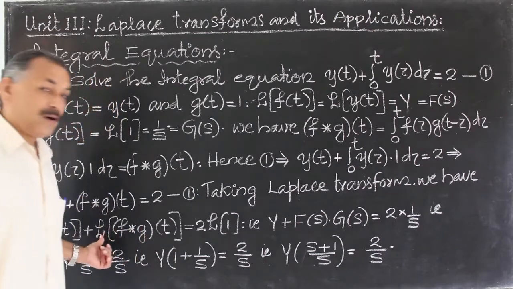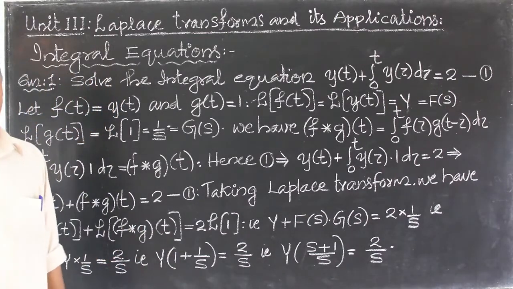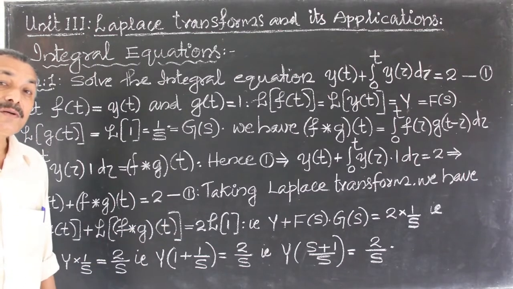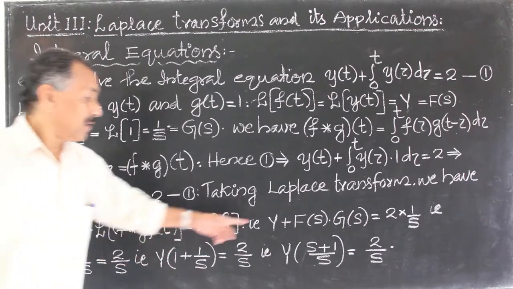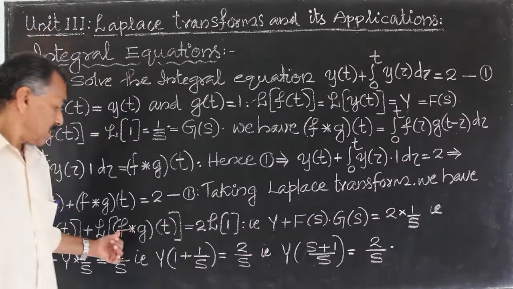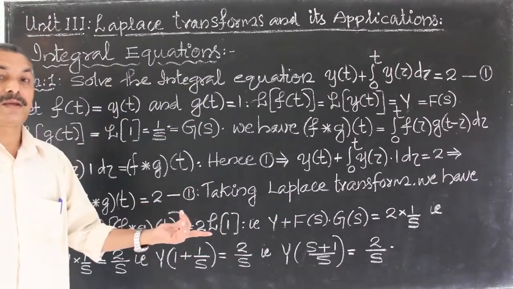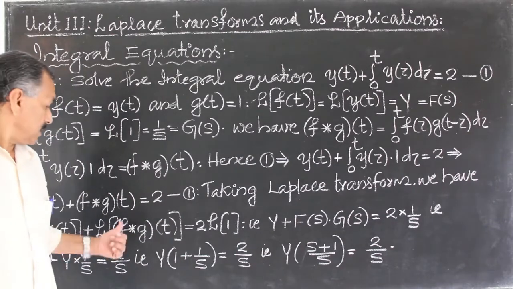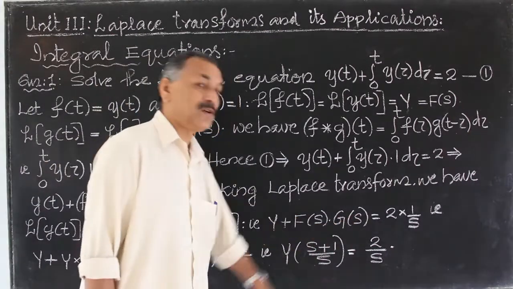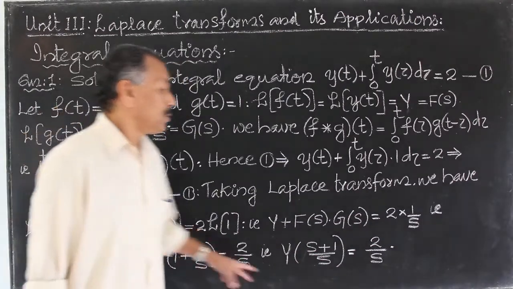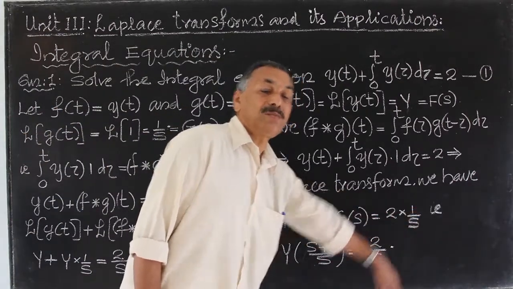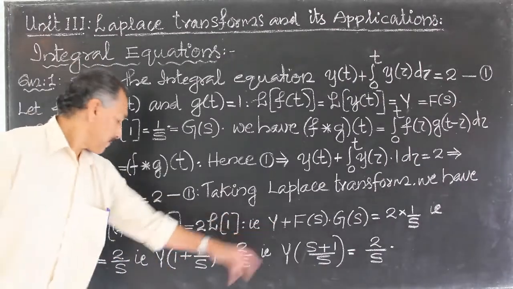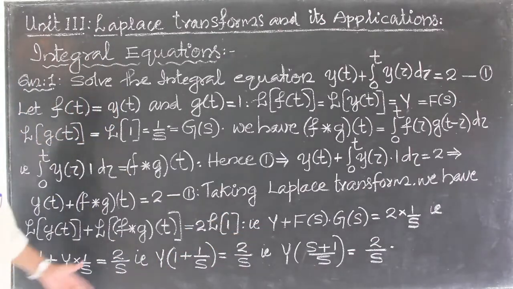Then L of f * g of t, by the convolution theorem, is equal to F of s into G of s. So L of f * g of t is F of s into G of s, which is equal to 2 into Laplace transform of 1, that means 1 by s. That is Y plus F of s.